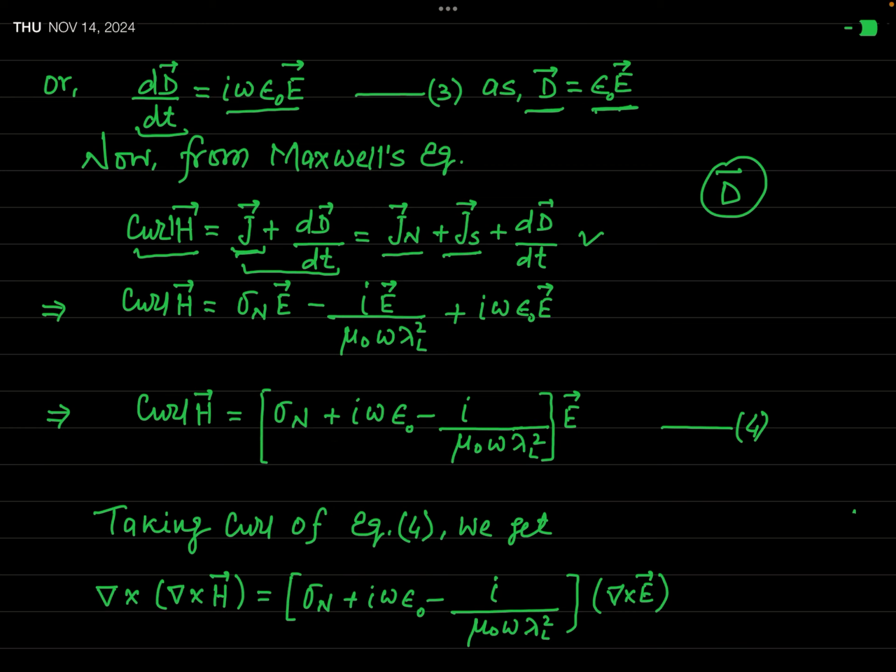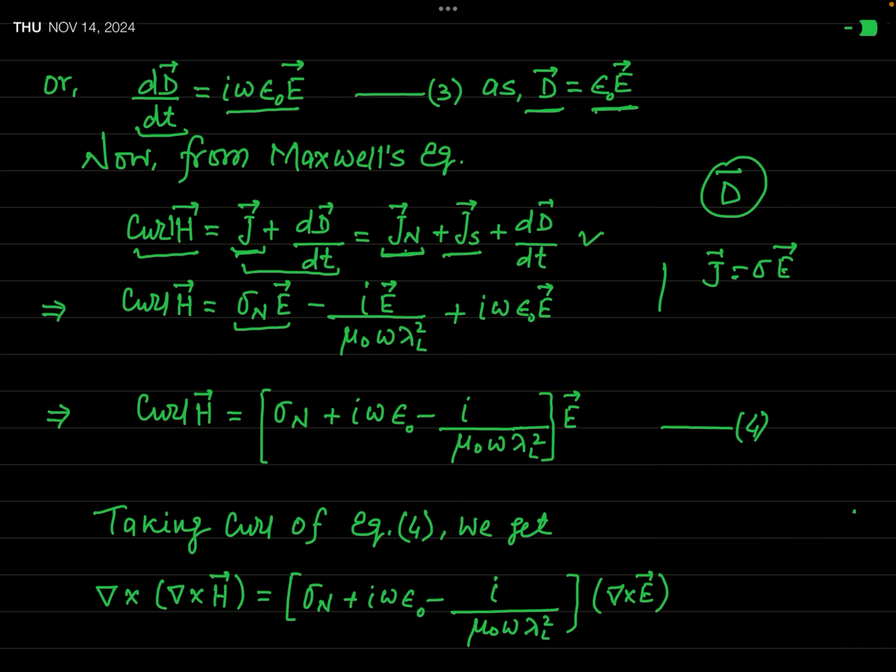Now you know that this Jn, which is the normal current density, according to the microscopic or vector form of Ohm's law, you can write as sigma n times E instead of Jn. This is just Ohm's law, J is equal to sigma E. This is the vector form or microscopic form of Ohm's law. Here this sigma n is the electrical conductivity of our material due to the normal electrons, and E is the electric field.